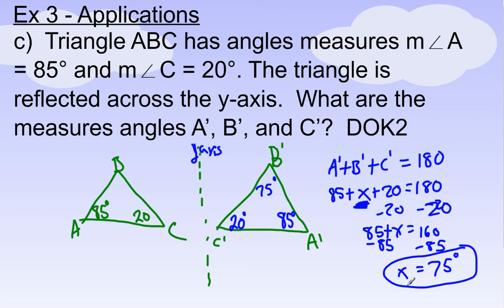So we had to use the fact that all the angles of a triangle add up to 180, just like how for a rectangle or a quadrilateral, any four-sided thing, all the angles add up to 360. Maybe you didn't know that.